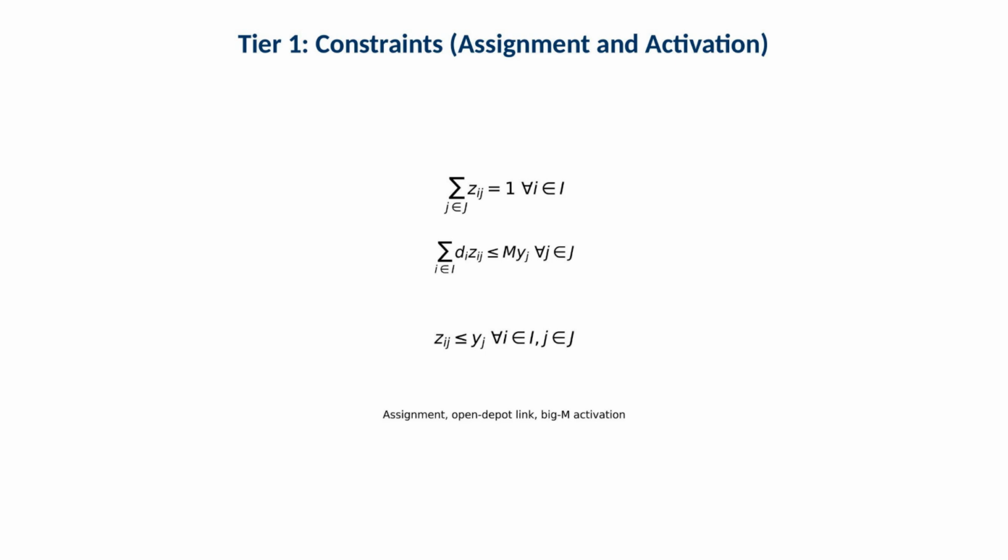These constraints ensure correct customer assignment. Every customer must be assigned to exactly one depot. The activation constraints link assignment to opening. Customers can only be assigned to depots that are open. A big constant is used so that if a depot is closed, assignments to it are forced to zero.